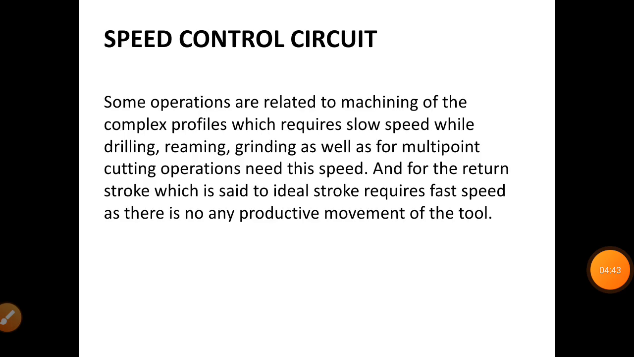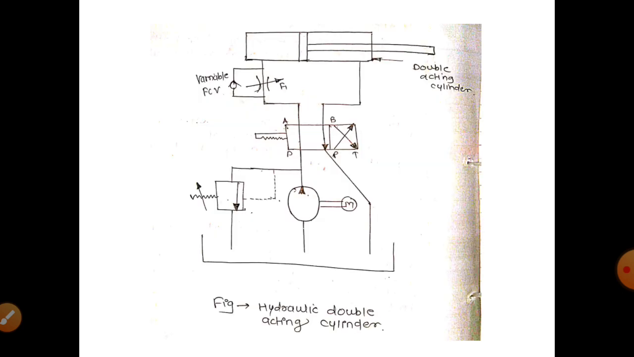So the next circuit is a speed control circuit. In speed control, some operations related to machining of complex profiles require slow speed, such as drilling, reaming, grinding, as well as multi-point cutting operations. The return stroke, which is the idle stroke, requires fast speed, as there is no productive movement of the tool. So this is a speed control circuit.